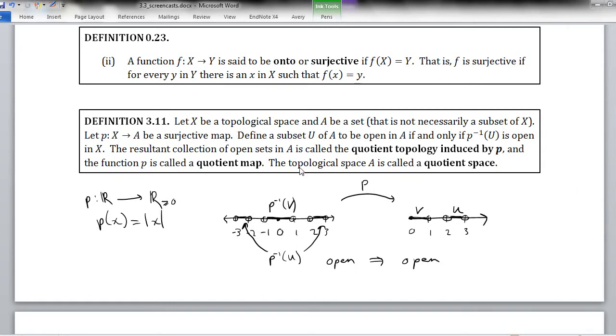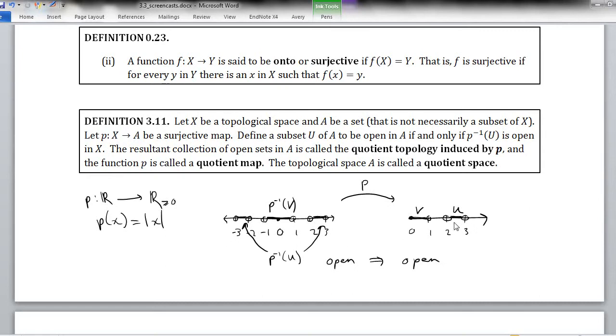Okay, so let me say that again. We have a topological space X. We're mapping it onto A, and we test whether a subset of A is open by looking at its preimage in X and seeing if that's open. So let's look at a simple example here. Suppose we have a surjective map p from the real numbers to the real numbers greater than or equal to 0, which is given by just taking the absolute value.